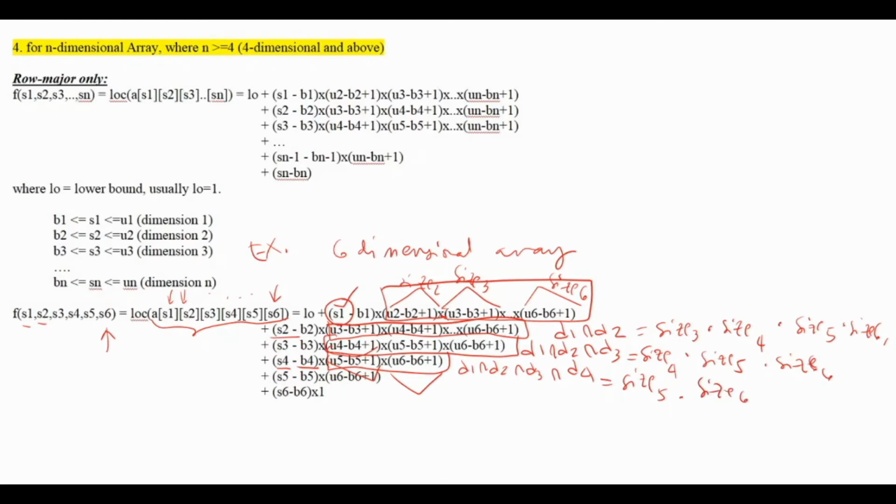And then next is S5 minus the base of this index S5 times the total number of elements in the intersection of dimension 1, dimension 2, dimension 3, dimension 4, and dimension 5. And that is equal to the size of the sixth dimension. And finally, the last index is S6 minus the base of S6 times 1.